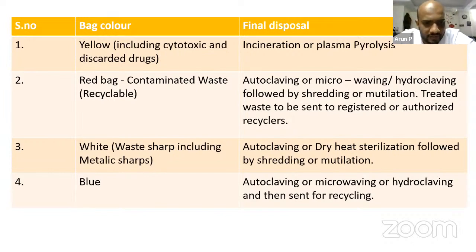Then you have white, which is sharp waste, again autoclaving or dry heat sterilization, followed by shredding and mutilation. The blue again is disposed of by autoclave, microwave, or hydroclave. So how to remember this? Yellow, remember incineration; rest everything autoclave or microwave or hydroclaving.